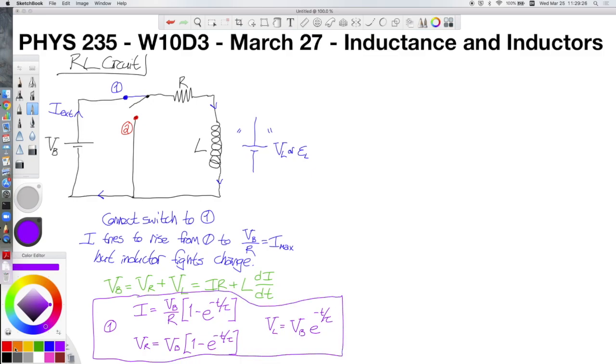And I want to draw a graph to kind of show what's going on here. So if we put a graph up here, and we label the battery voltage over time, we're going to have a couple of different things happening here. One of them is that our resistor voltage starts off at 0 and rises asymptotically up to VB. So this is VR. And then our inductor voltage will do the opposite. It'll start up at VB and asymptotically drop down to 0.